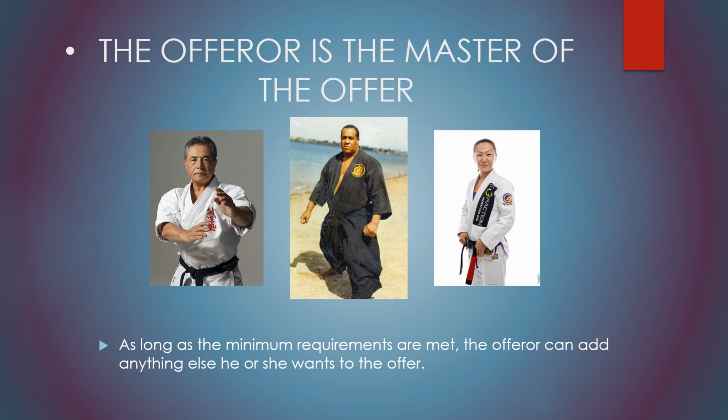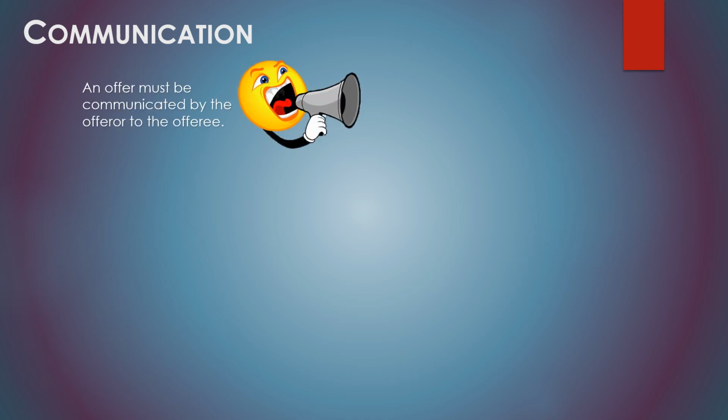Now, just to be real clear on this, the offeror makes the offer, and the offeree's one superpower is to accept or reject that offer, right? And the offeror controls the offer in its entirety. Third requirement for an offer is communication. An offer must be communicated by the offeror to the offeree.